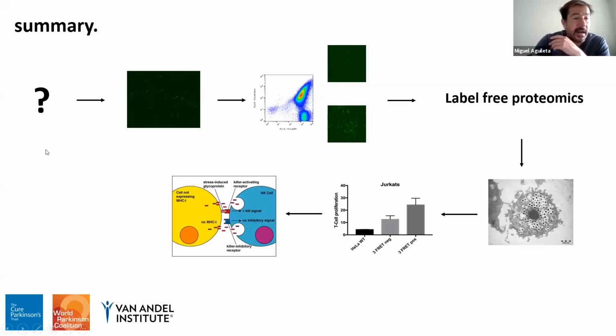So in summary, I have no idea why some of the cells present with aggregates and some of them not. But we managed to develop a method to separate these two populations and did label-free proteomics. It was indicative of a cell that has been infected. We managed to activate CD4-positive T cells, and more importantly, we managed to kill those cells that have aggregates.